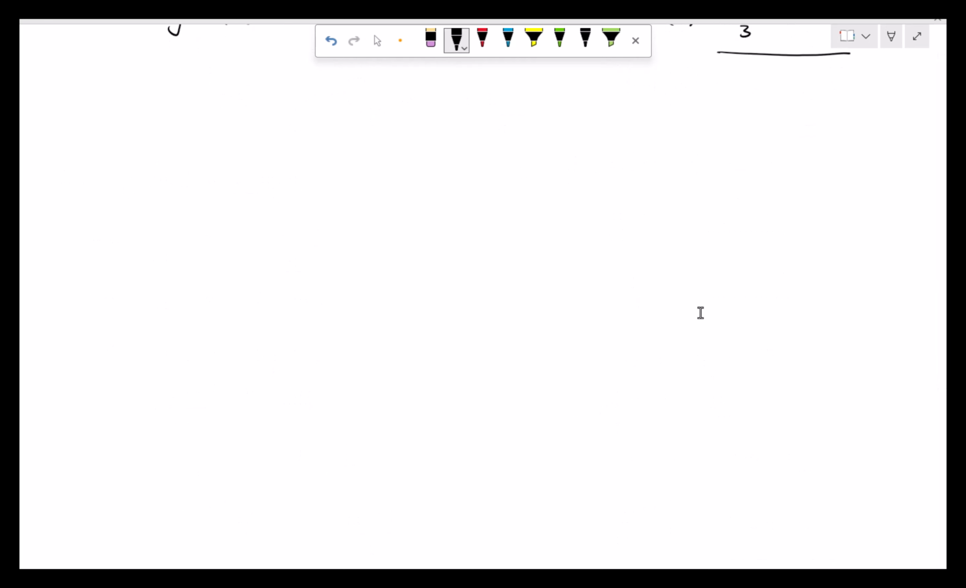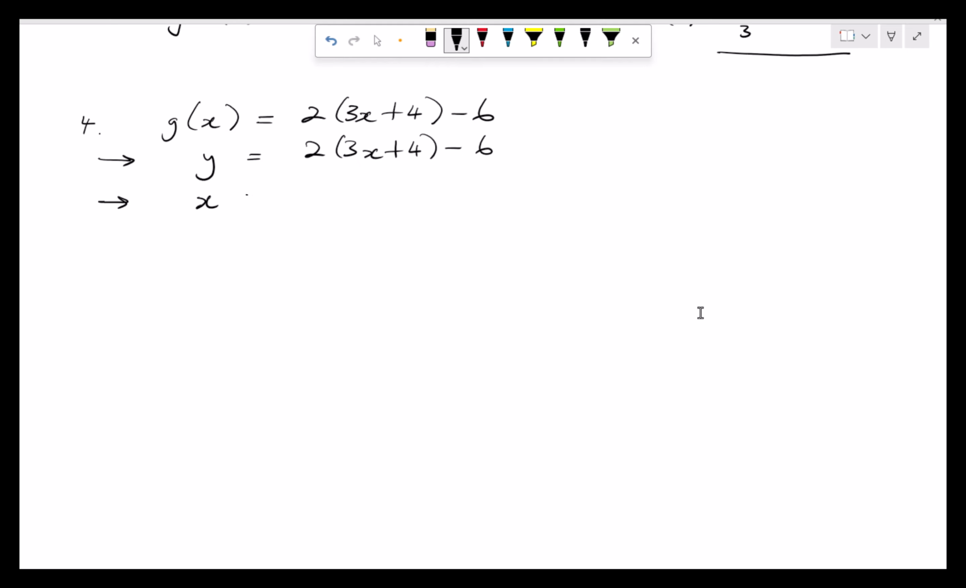Example number 4. First step, you let y be equal to (3x plus 4) minus 6. And then you interchange x and y. So you have x is equal to (3y plus 4) minus 6. And then you let y be the subject of the formula. You end up with x plus 6 is equal to 3(y plus 4). Then x plus 6 is equal to, expanding this, 6y plus 8.